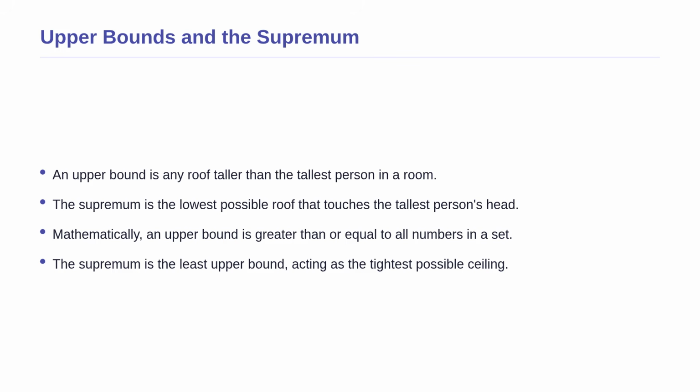In mathematics, an upper bound is any number greater than or equal to all numbers in a set. The supremum is simply the tightest possible ceiling you can place over a set without crushing any numbers.